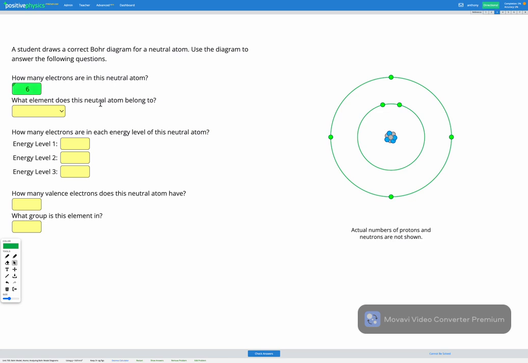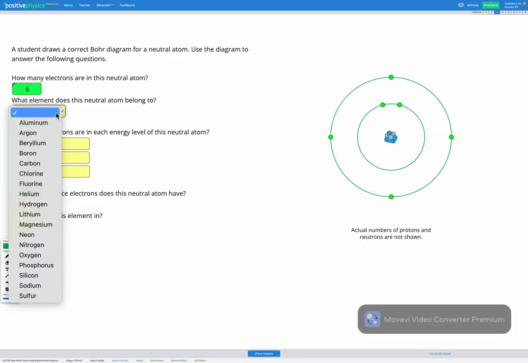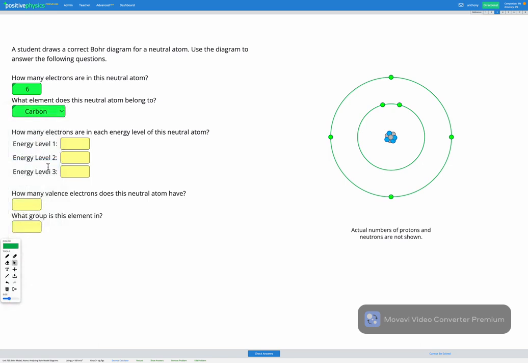Next it asks, what element does this neutral atom belong to? So at this point we have to remember, since it's neutral, the number of electrons and the number of protons will be equal. So if we have 6 electrons, that means we must have 6 protons. And now we can head to our periodic table and look for something that has 6 protons. So that means it's going to have an atomic number of 6. So I'm looking along to find an atomic number of 6. Here it is. So carbon, that's our element with atomic number 6, meaning it has 6 protons. So I can select now, what element does this belong to? This is a carbon atom, since it's a neutral atom.